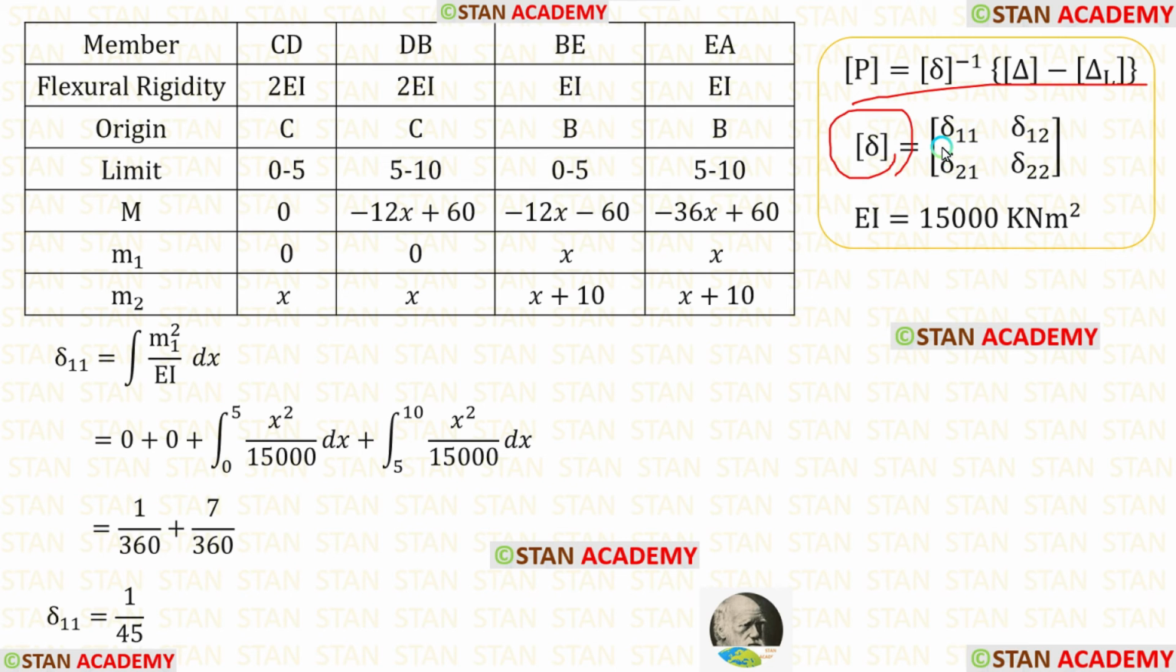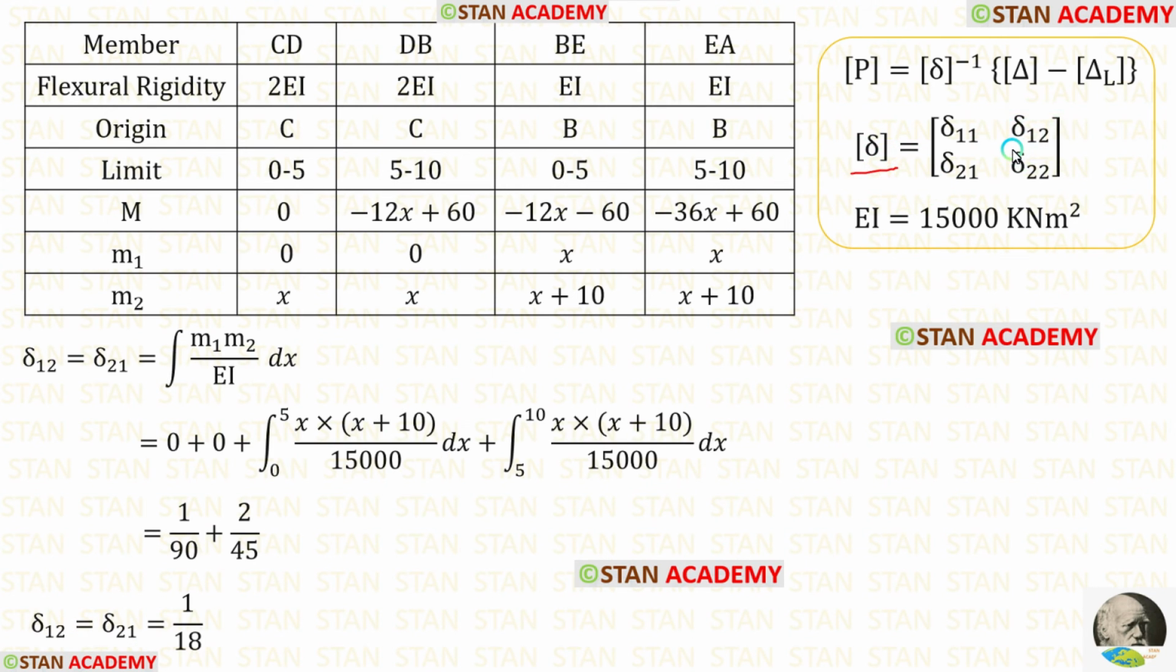In this matrix, first let us find delta 1,1. The formula is integration of m1 square upon EI dx. For CD and DB, the value of m1 is 0, so no need to make the integration. From BE and EA, let us apply the values of m1. After the calculation, for delta 1,1, we are getting 1 upon 45.